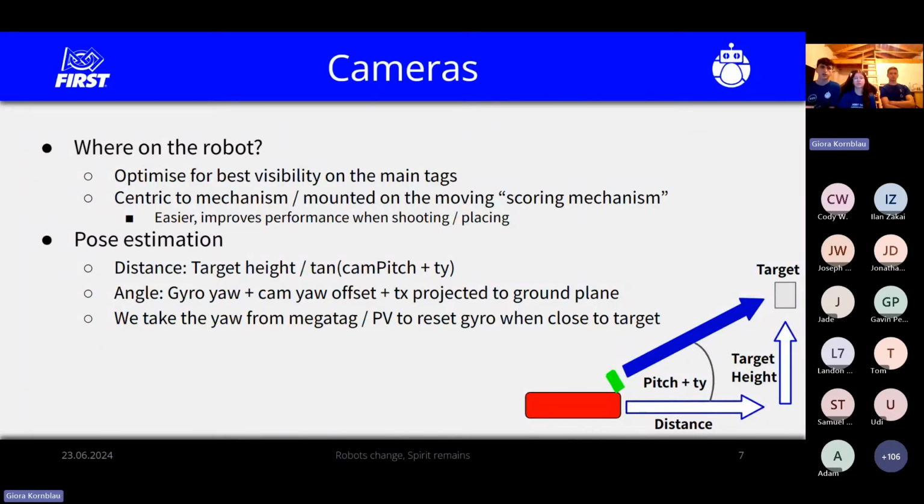And we also sometimes take the yaw from the MegaTag or the PhotonVision calculation, which are both the six-axis calculation, in order to reset the gyro. And it's done when we are close to the target and we know that the noise in that calculation is minimal and we can trust it.